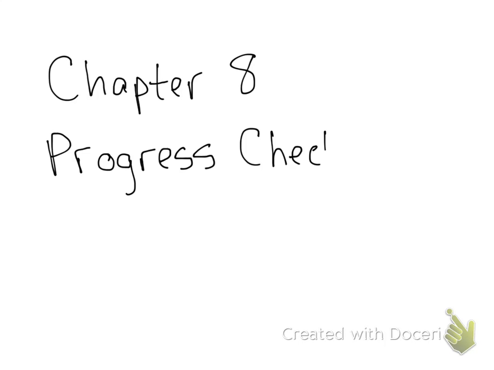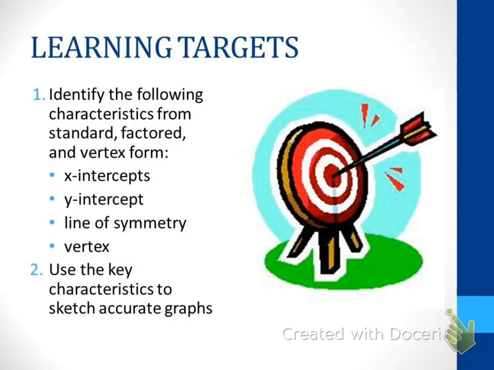This is the summary video for Chapter 8, Progress Check 1. This will cover the main concepts that will be assessed on this progress check. The main targets are to identify these key characteristics from standard, factored, and vertex form of a quadratic equation: the x-intercepts, y-intercept, line of symmetry, and vertex. And then once we've identified that information, our goal is to sketch an accurate graph with all that information labeled on the graph.